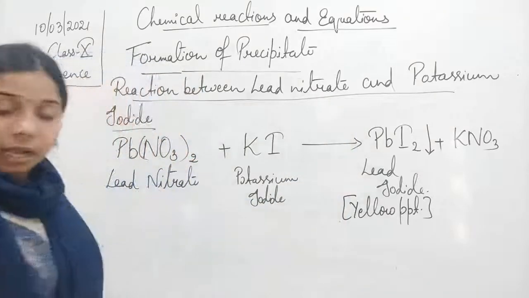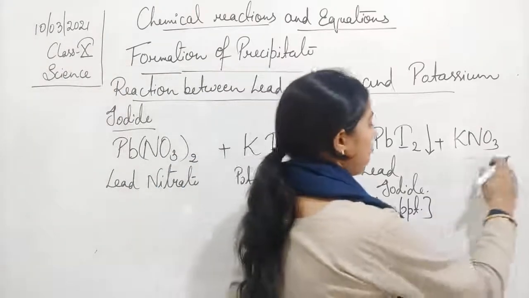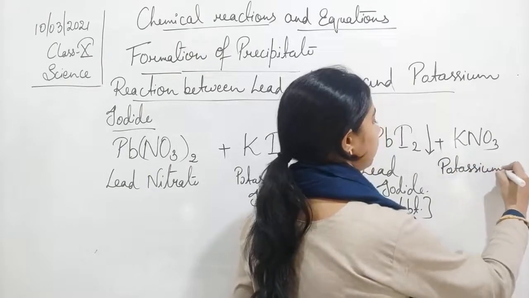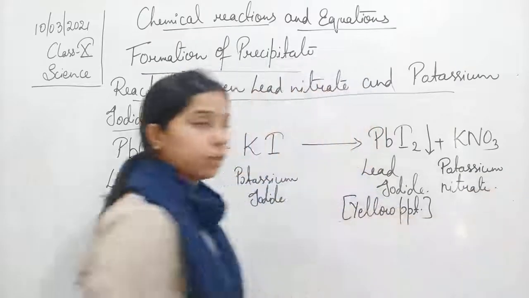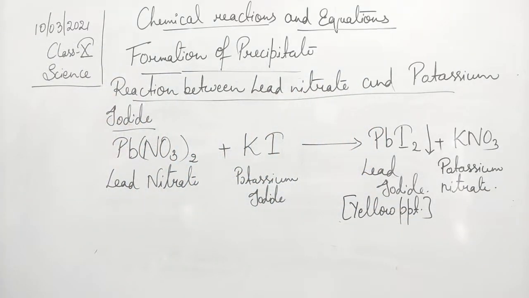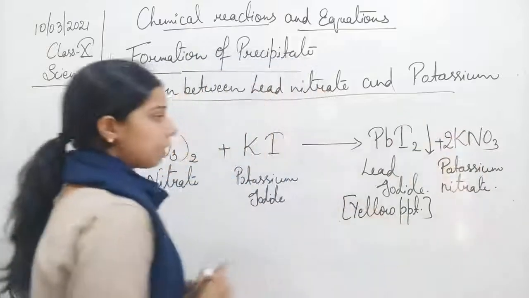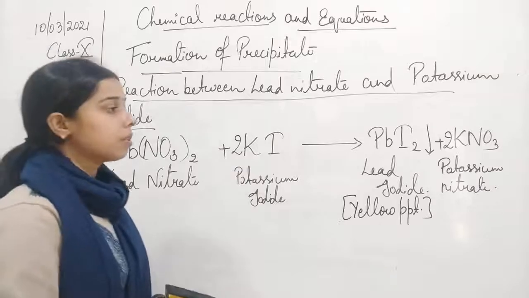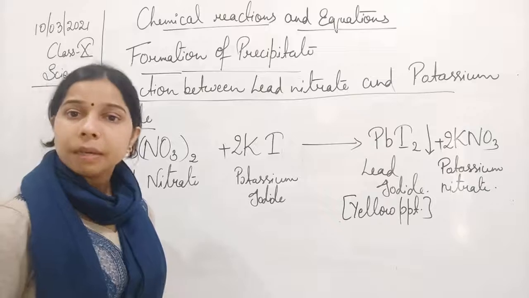Okay, so potassium iodide and lead nitrate react and a yellow precipitate forms. KNO3 is what, student? It is potassium nitrate. Okay, so this is about that also. We are able to balance it also. That is 2KI. Yes. Okay, now it will balance. So this is the first example of the formation of the precipitate.